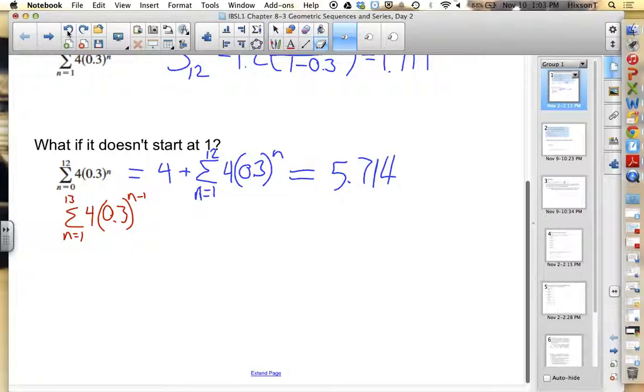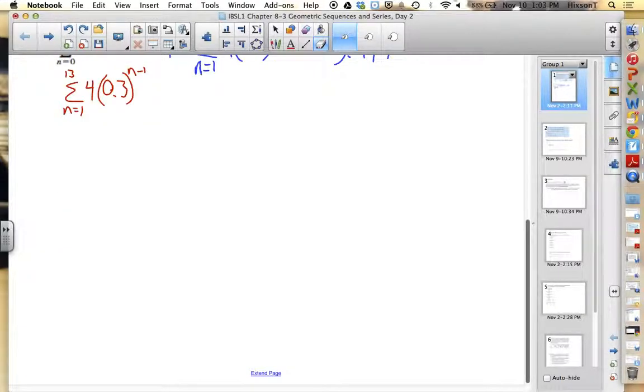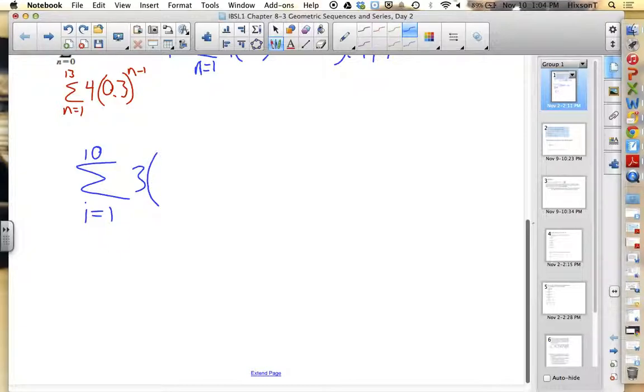Was finding the sum of the finite geometric series. Okay? So just for a little bit of practice, let's try one here. Let's say we have the sum from i equals 1 to 10 of, let's go with a 3 times 1/2 to the i power.